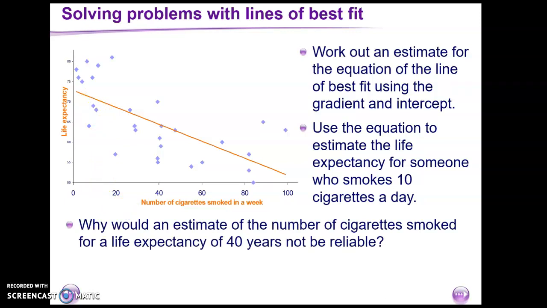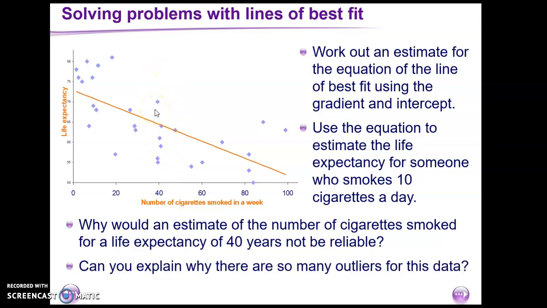Why would an estimate of the number of cigarettes smoked for a life expectancy of 40 years not be reliable? Well, there's quite a lot of data here, and it's quite spread out at that point.